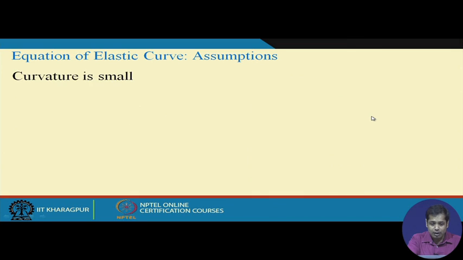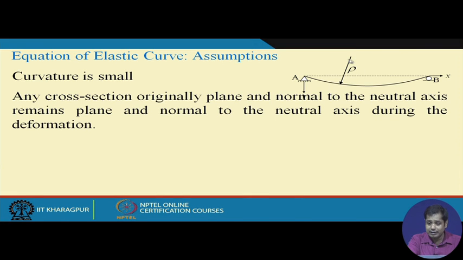Then the second assumption is that curvature is small. This is the curvature of the beam. If this is the deflected shape and rho is the radius of curvature, then the curvature is 1 by rho, and it is assumed that this is very small. And the third assumption is a very important assumption. These two assumptions are in some way related.